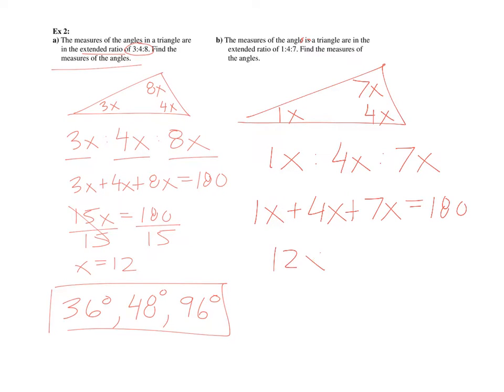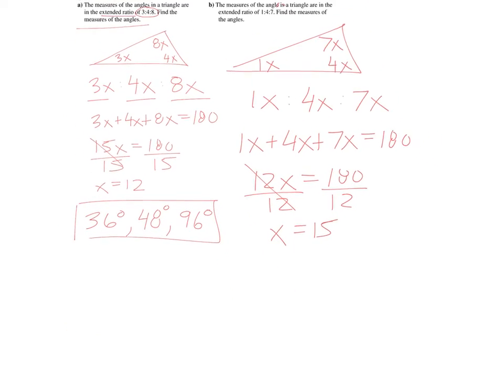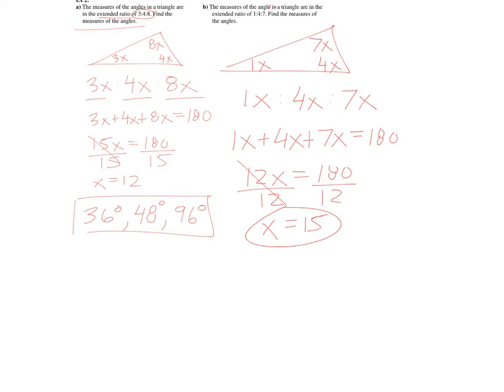Okay, so I have 12x is equal to 180. Divide by 12, and x is equal to 15. Okay, now I take my x value and I plug it in. So I end up with 15 degrees, 60 degrees, and 105 degrees. Done.